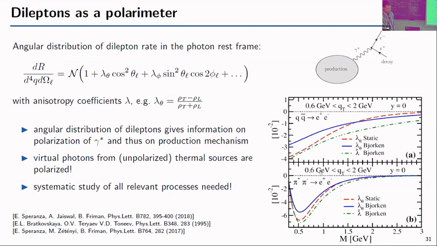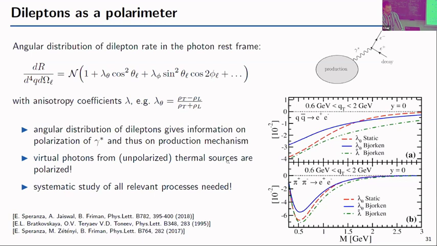So you see these anisotropy coefficients for different processes, QQ bar and pion annihilation, for different expanding media. And you see that they look different. So depending on the production process, you get a different distribution, a different polarization. So you can use this information in principle also experimentally to learn about the production mechanism of these dileptons and possibly separate the different channels. I will soon conclude. One point here is also that virtual photons from an unpolarized thermal source are indeed polarized due to these production channels.